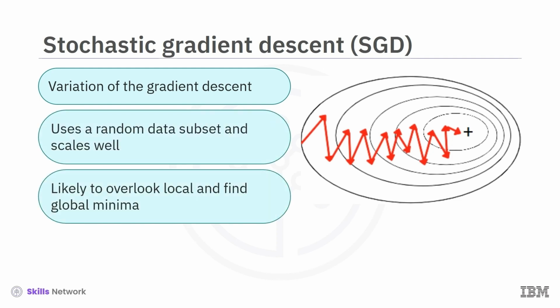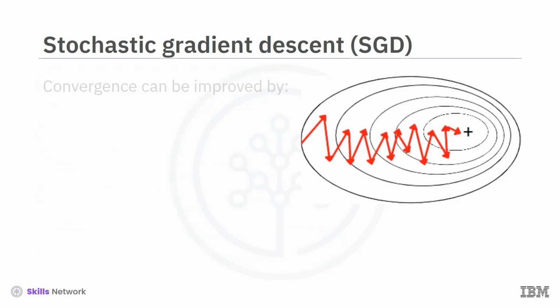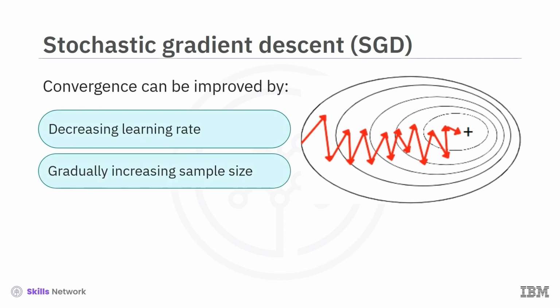SGD is more likely to overlook local minima and find global minima of the cost function. It converges quickly toward a global minimum, but can wander around it for some time. The convergence can be improved by slowing down as the algorithm gets closer to a global minimum. You can home in on the minimum by decreasing the learning rate as you get closer, or you can gradually increase the size of the random data sample used to calculate the gradient of the cost function.